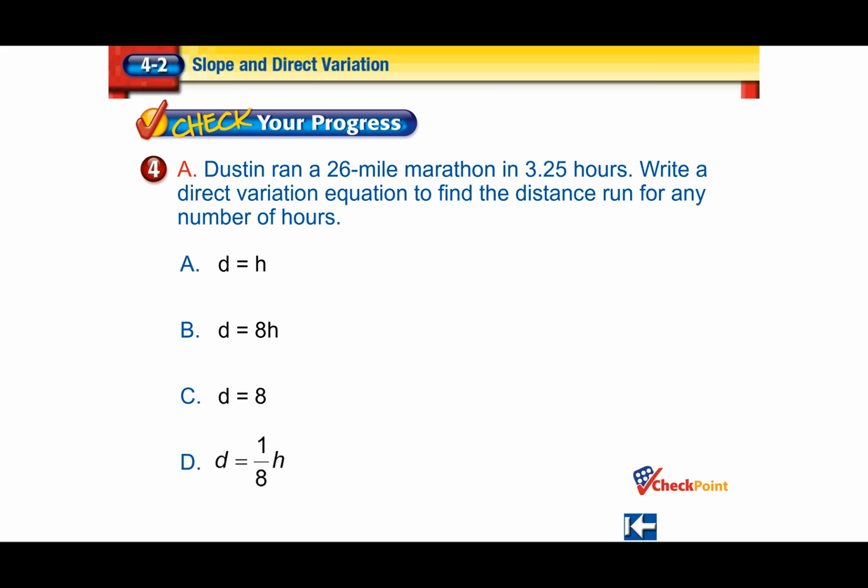All right, Dustin ran a 26-mile marathon in 3.25 hours. Random side note, Berlin just had a new world record of like 2 hours and something minutes. It was crazy. Almost a sub 2 hours.